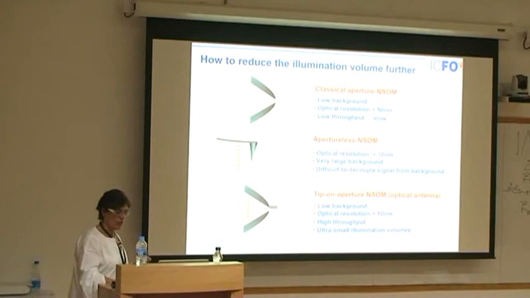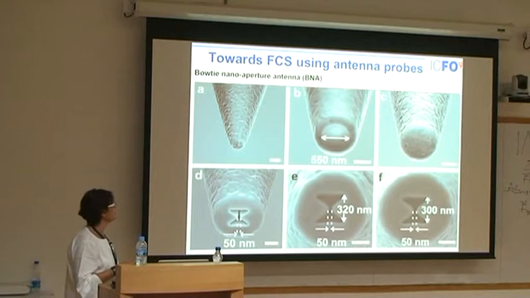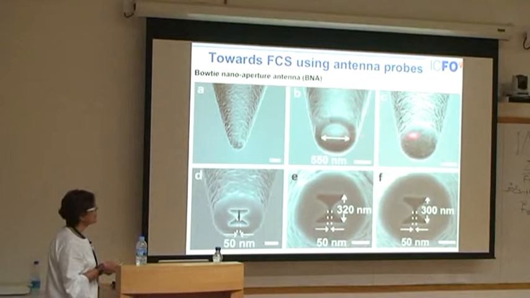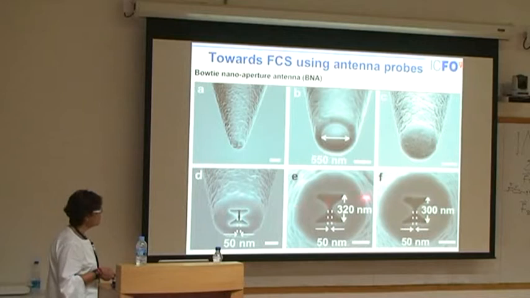And since I don't have much time, I just want to show you in practice what these are. So instead of having these sub-wavelength probes that I told you before, we now engineer these probes to make these antennas. So this is a bow tie antenna, and we make them at the very end of these probes. We have quite a lot of reproducibility, and they work very nicely.